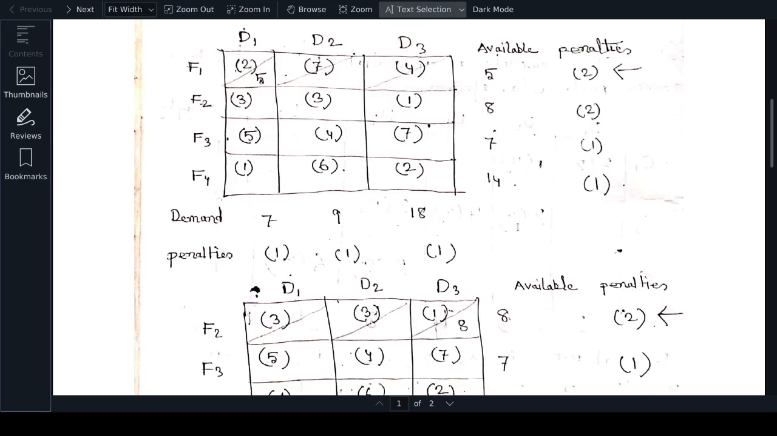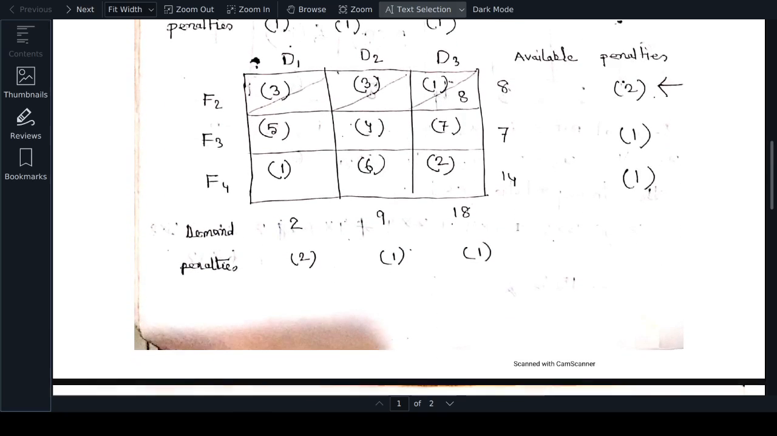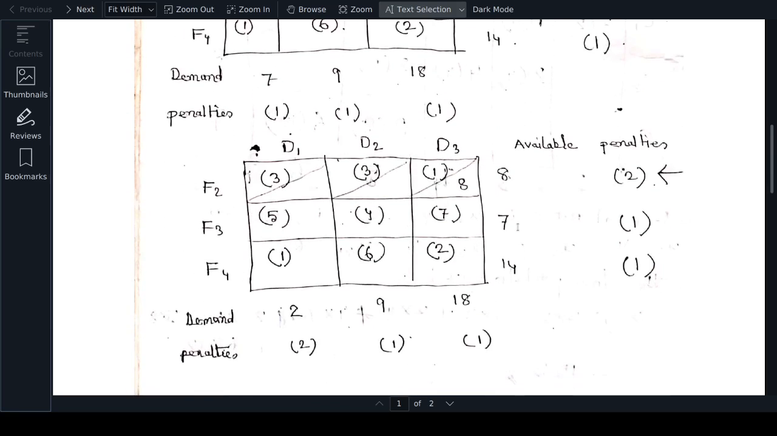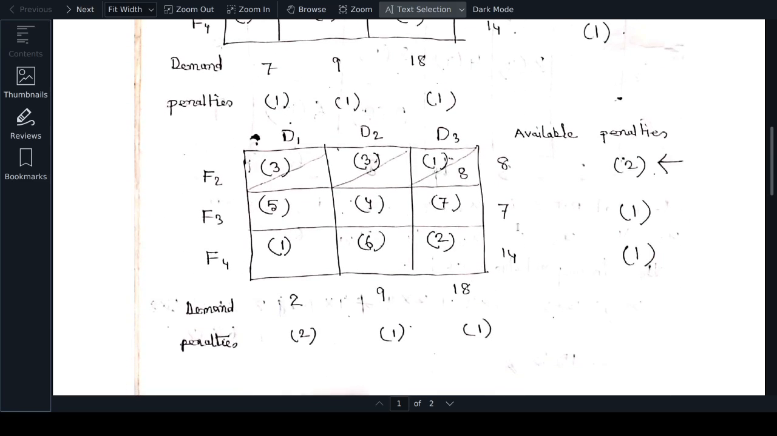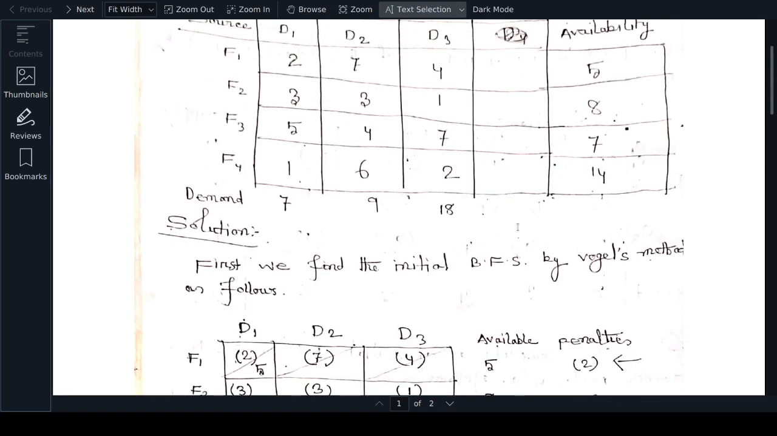In the first row, you check what the lowest cost is. Within brackets, these are the costs, meaning 2, 7, 4. These are the costs.